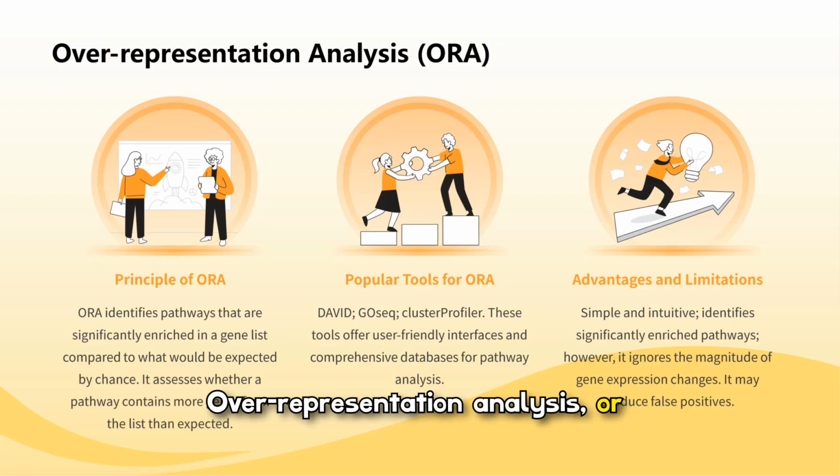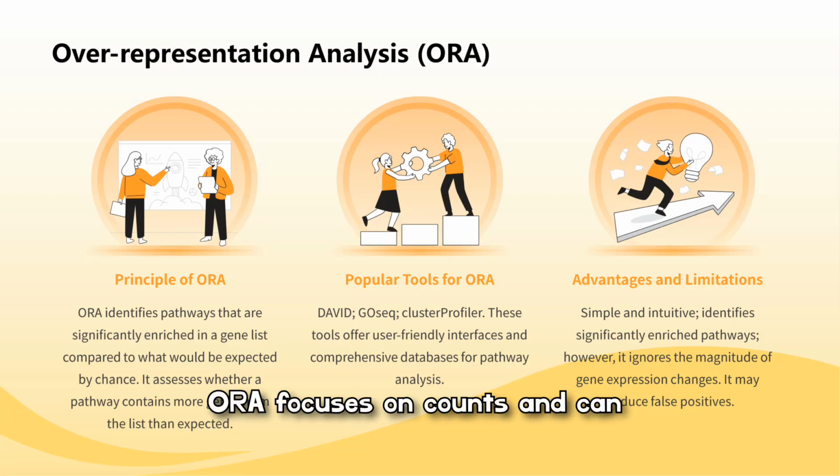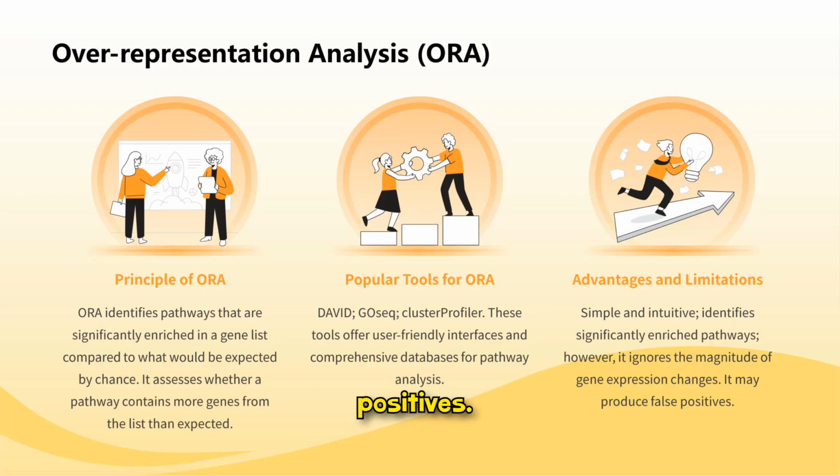Overrepresentation analysis, or ORA, identifies pathways that contain more genes from a given list than expected by chance. Tools like DAVID, GOSeq, and clusterProfiler make ORA user-friendly and database-driven. But remember, ORA focuses on counts and can miss magnitude of change, sometimes leading to false positives.